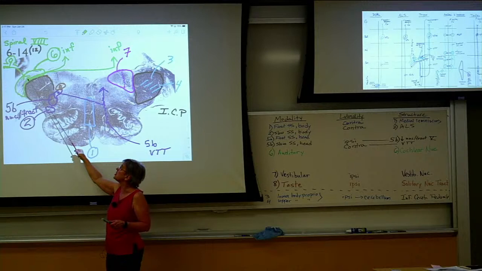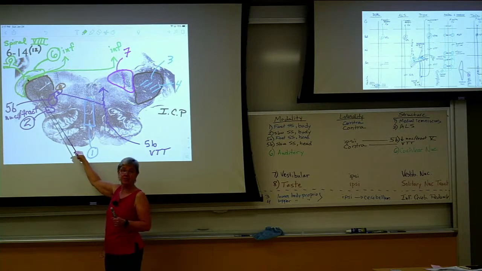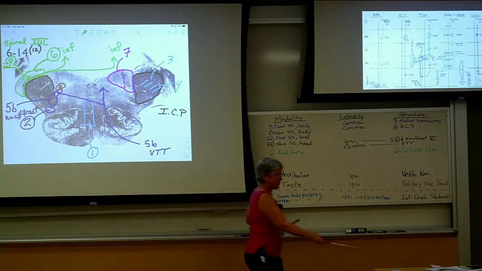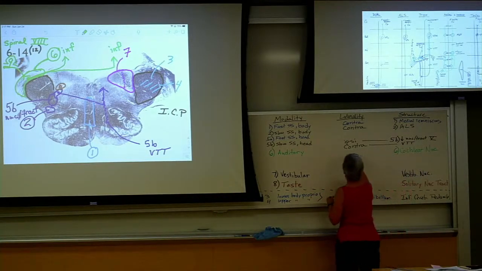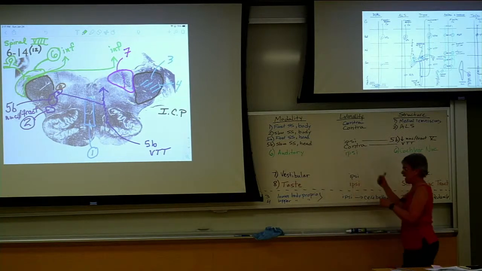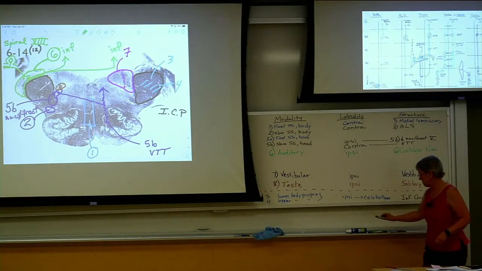So is this information coming from the ipsilateral ear, the contralateral ear, or both ears? Pause if you need to. Ipsilateral. So for this first nucleus, where the primary sensory afferents are making their first synapse, that's going to be ipsilateral. That information is coming in from the ipsilateral ear.